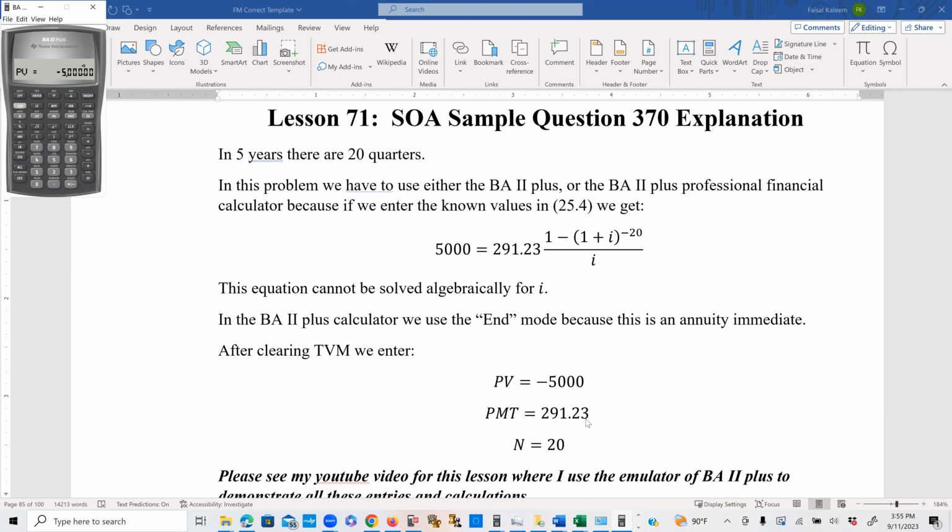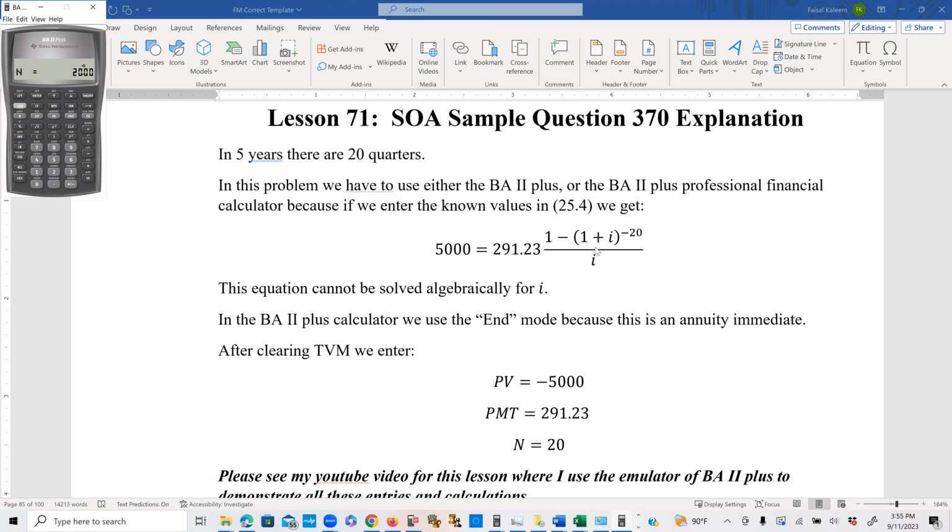Then the payment is 291.23. So first we write 291.23 and then hit the PMT key. Then N is 20. We write 20 first and then hit the N key. And then we want to compute the interest rate.